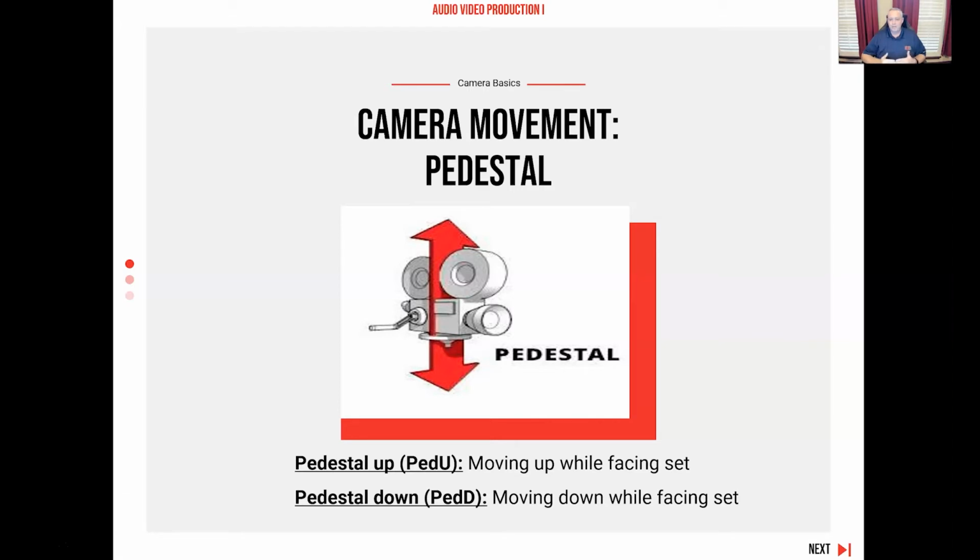But notice it's different than the tilt. If you were to sit in your chair right now with your lens forward, and you were to stand straight up, you're pedestaling up. You sit back down, you're pedestaling down. Whereas with a tilt, I would stay here and I would tilt up or I would tilt down. And they're just going to give you different ways of looking at that and how that works depending upon what the scene is that you're trying to do.